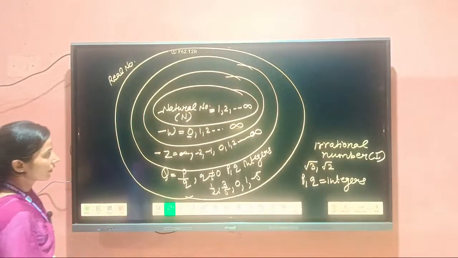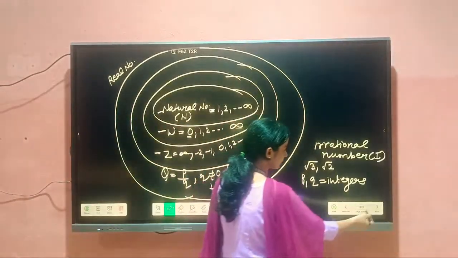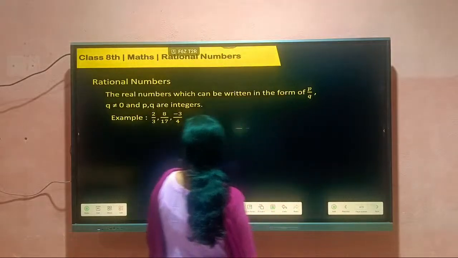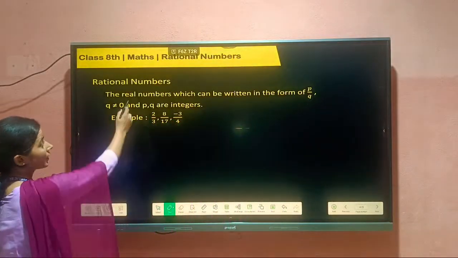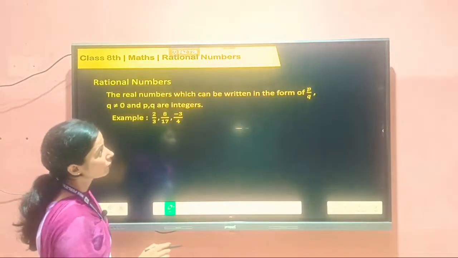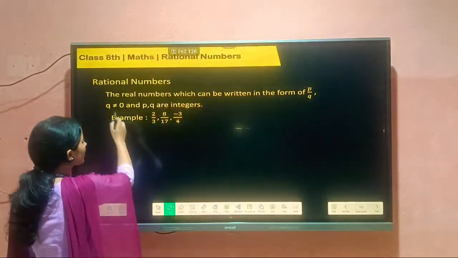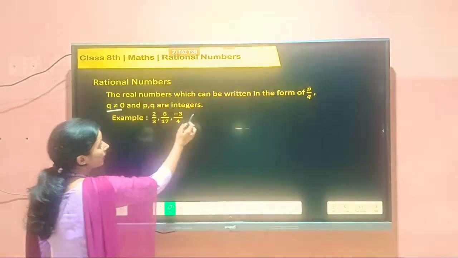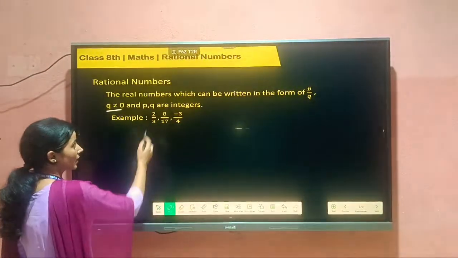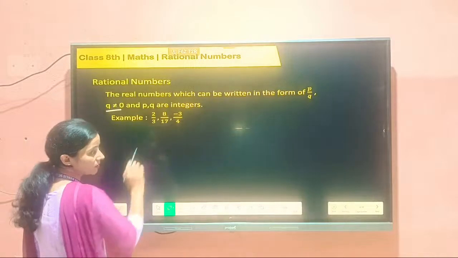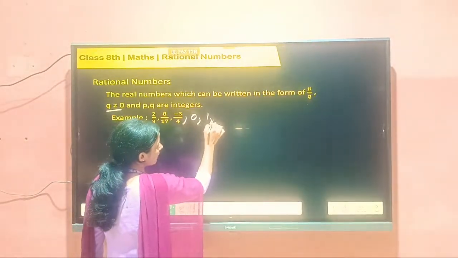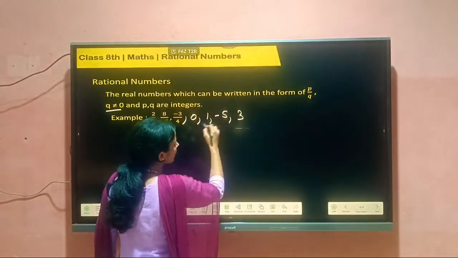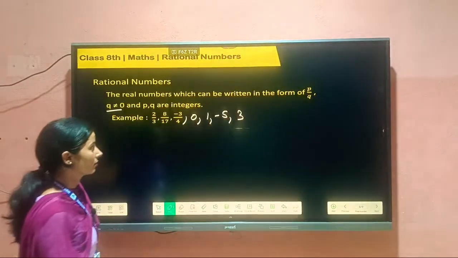Okay, let us see the definition of rational numbers now. What is the definition of rational numbers? The real numbers which can be written in the form p/q, where q is not equal to 0 and p and q are integers. Examples are 2/3, 8/17, -3/4. And many more examples we can write: 0, 1, -5, 3. These all are examples of rational numbers.